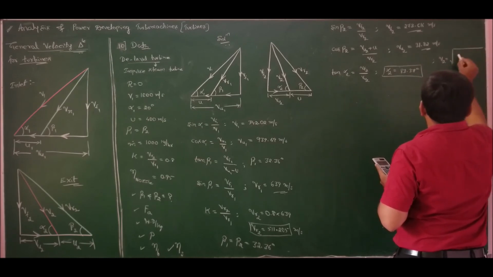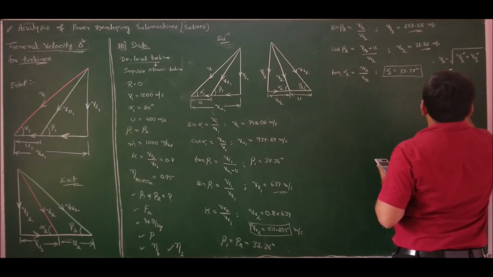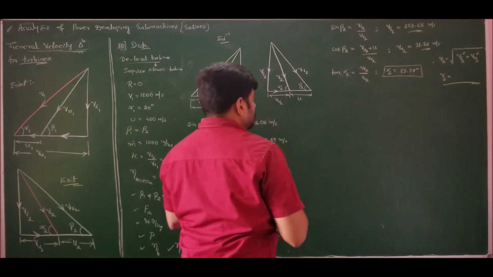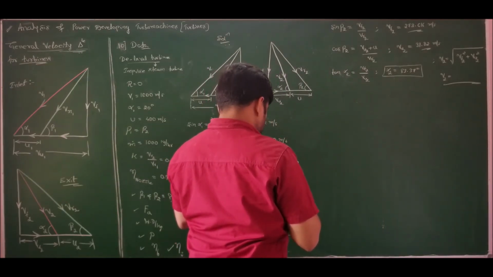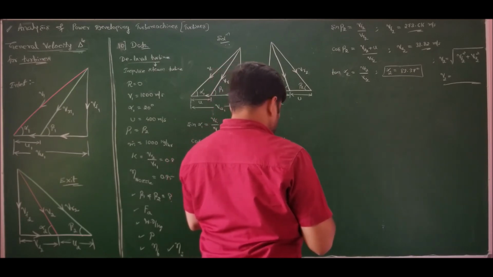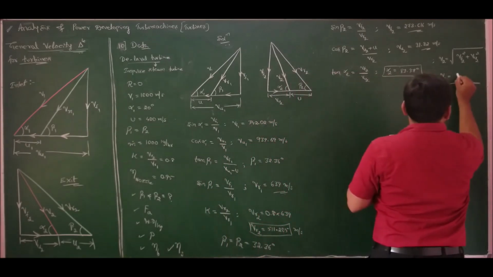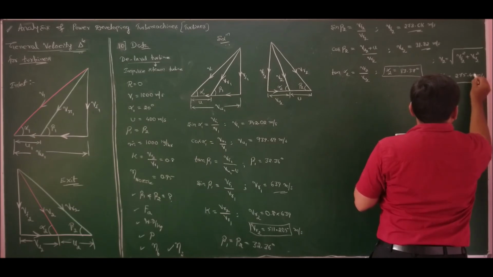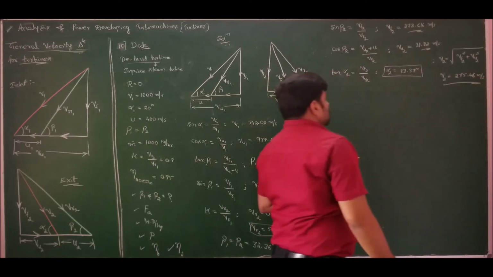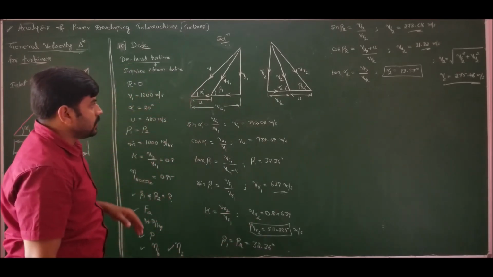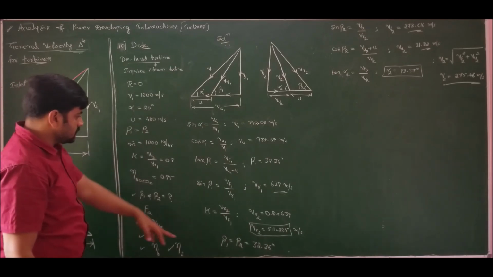So V2 will become the square root of VF2 square plus VU2 square. Hence V2 is calculated: square root of VF2 square, 273.616 square, plus VU2 square, 31.82 square, which turns out to be 275.46 meters per second. So this completes all the velocities and angles of this velocity triangle. Now we can calculate whatever has been asked. First one is blade angles.